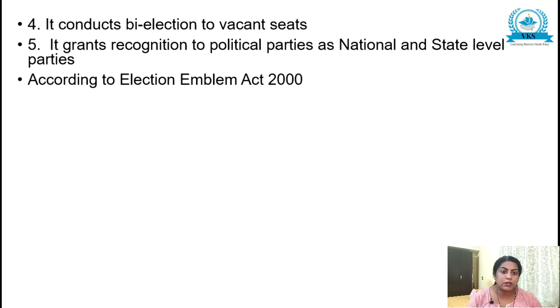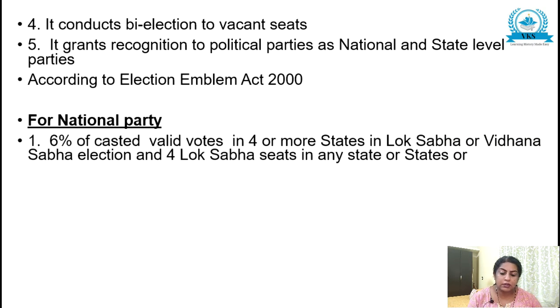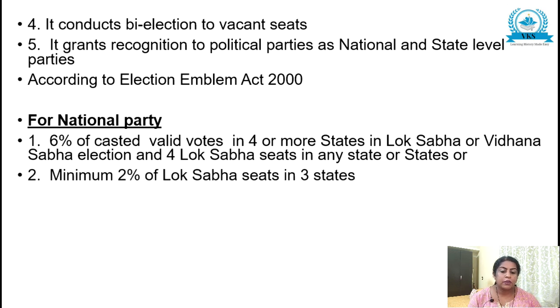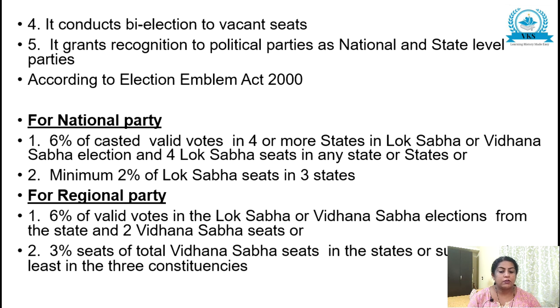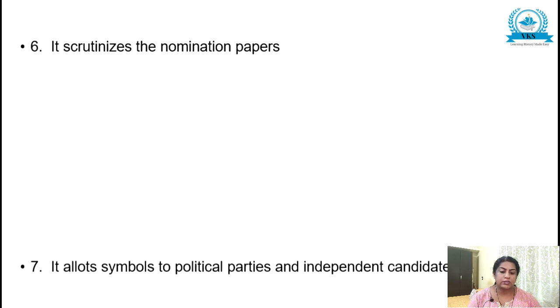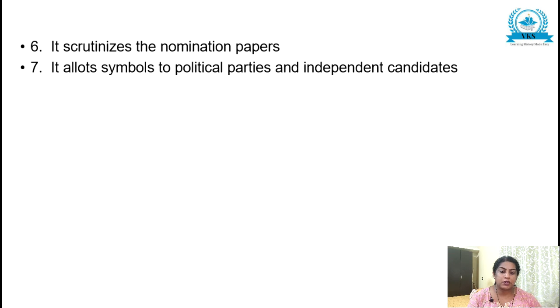According to the Election Emblem Act 2000, for a national party, 6% of valid votes cast in 4 or more states in Lok Sabha or Vidhan Sabha election and 4 Lok Sabha seats in any state or states, or minimum 2% of Lok Sabha seats in 3 states. For a regional party, 6% of valid votes in the Lok Sabha or Vidhan Sabha elections from the state and 2 Vidhan Sabha seats, or 3% seats of total Vidhan Sabha seats in the state, or success in at least 3 constituencies. It scrutinizes the nomination papers.